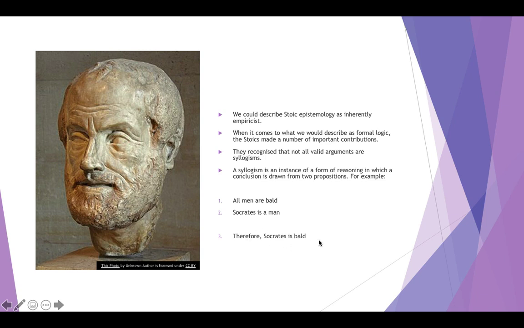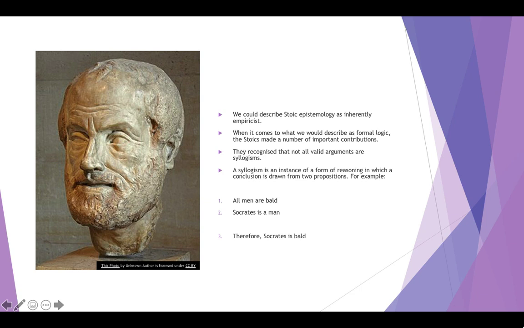This is what's known as a syllogism, because the first premise is an all-encompassing premise. Okay, it suggests that all of something has this property. So in this case, all men are bold. They all have the property of being bold. Therefore, if Socrates is also a man, then Socrates has to be bold, because all men are bold and Socrates is a man. You should see that this makes logical sense. This is a valid argument, and it's what's known as a syllogism.